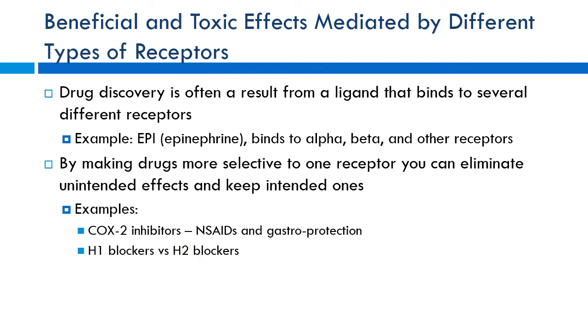COX-2 inhibitors are something you're going to see where, by being selective for a particular COX enzyme, you can mitigate some of the side effects you'll see with these drugs. So again, usually the more selective a drug is, the better off we're going to be at mitigating side effects.